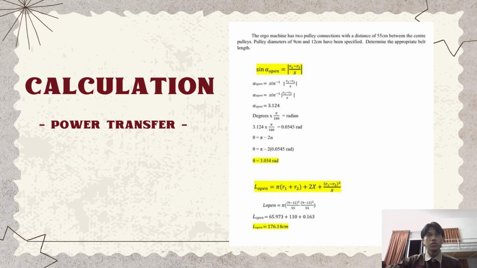So I will explain about the calculation. First, the statement states the ergo machine has two pulley connections with a distance of 55 cm between the center pulleys. Pulley diameters of 9 cm and 12 cm have been specified. Determine the appropriate belt length. First, using the formula of power transfer, we got that theta equals 3.034 rad. The next step is to find the appropriate belt length. Using the formula, we know that L equals 176.14 cm.